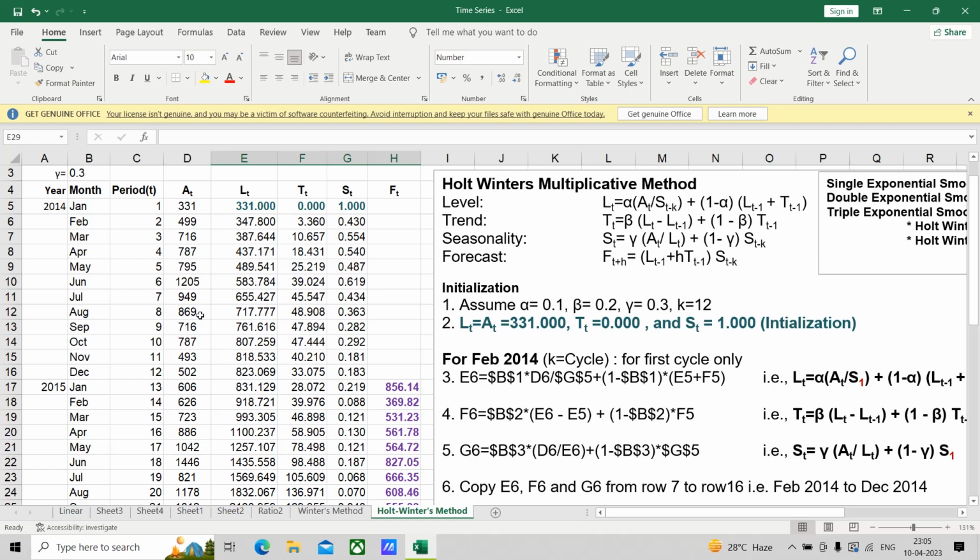So all about this is the Holt-Winters multiplicative method. To understand, use this video one or two times, then you will understand the concept of how to calculate the forecast and other smoothing values for the Holt-Winters multiplicative method.